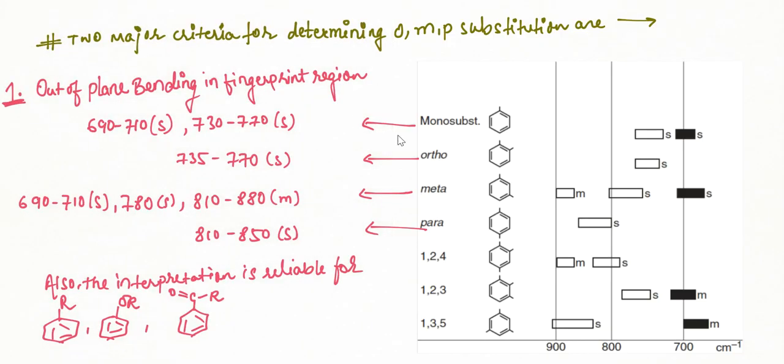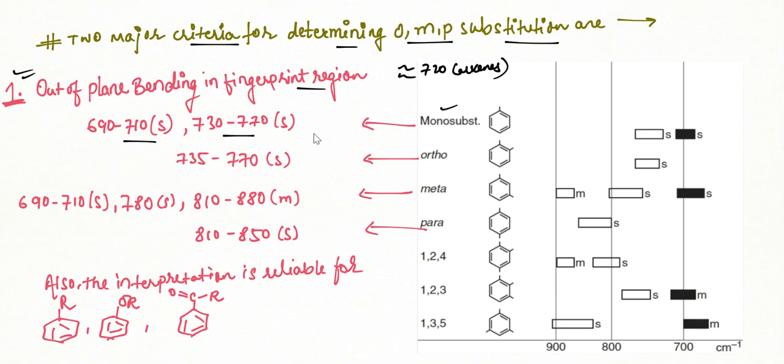so now we are going to see some substitution ranges basically. There are two major criteria for determining the ortho-meta-para substitution, which are, first of all, out of plane bending in the fingerprint region, which I have told you was approximately around 720 in the case of alkenes. But what about aromatic compounds? Let's see. If you are getting two peaks in the same region, then it is mono substituted. And in the last example we actually had two peaks, so it was mono substituted toluene.